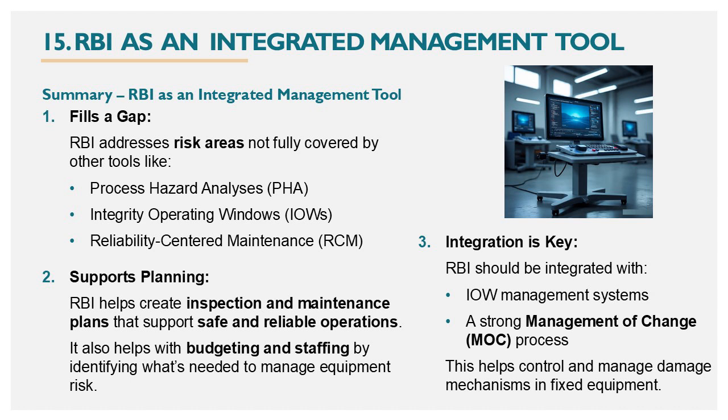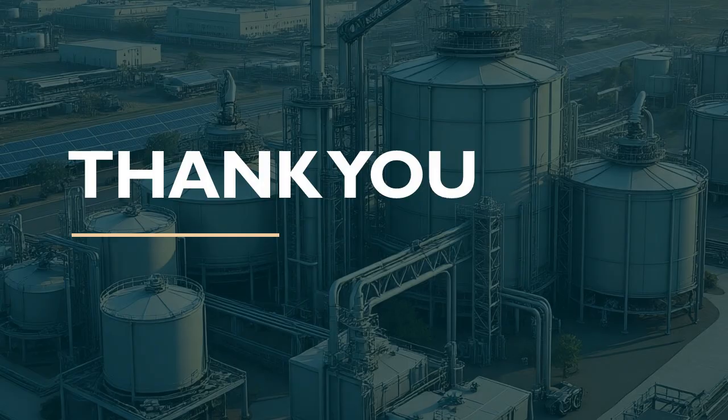Number 2 is supports planning. RBI helps create inspection and maintenance plans that support safe and reliable operations. It also helps with budgeting and staffing by identifying what's needed to manage equipment risk. Number 3 is integration is key. RBI should be integrated with Integrity Operating Windows, or IOWs, management systems and a strong management of change, or MOC, process. This helps control and manage damage mechanisms in fixed equipment.